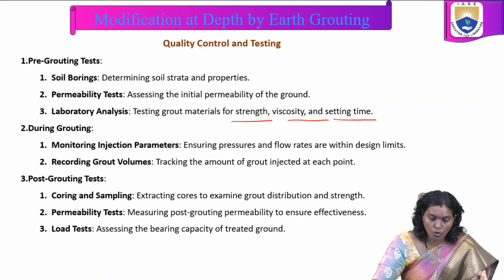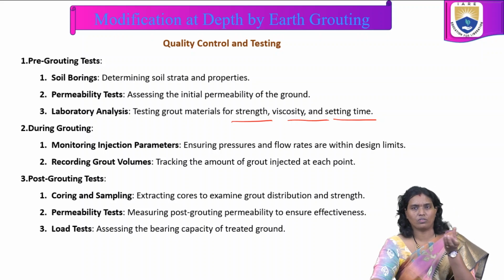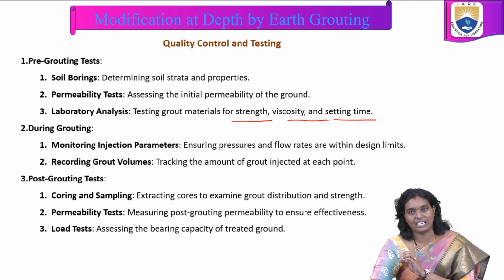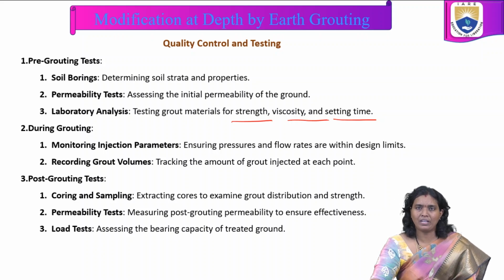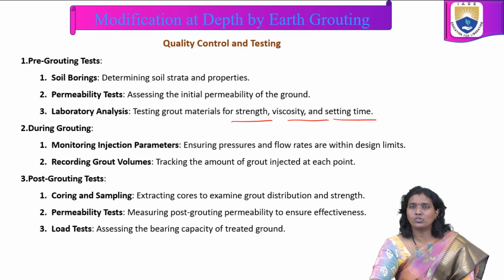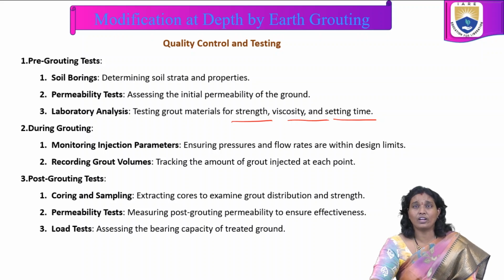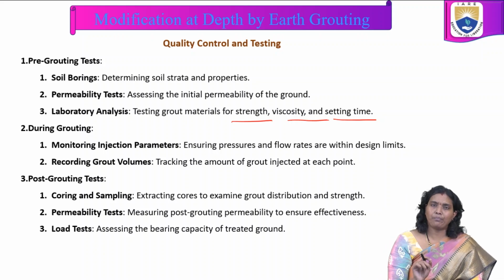Coring and sampling: we core and extract some portion to examine the grout distribution and its strength. The next one is the permeability test, measuring post-grouting permeability to ensure effectiveness. The next one is the load test, assessing the bearing capacity of the treated ground. Like this, we understand the quality control and testing of ground modification done at depth by earth grouting.